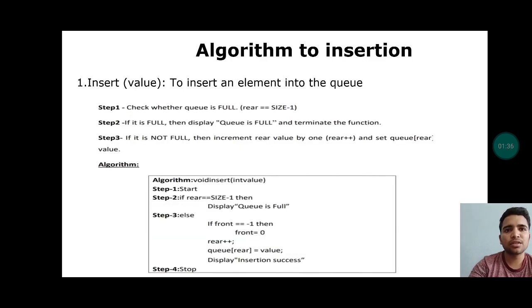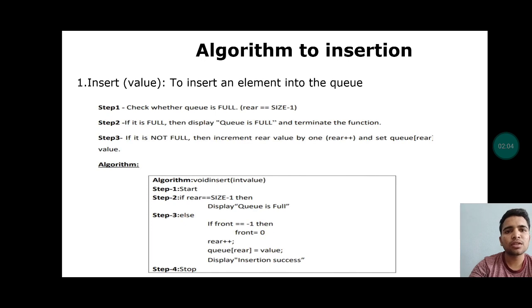Algorithm for insertion. To insert an element into the queue, check whether the queue is full or not. Rear equals size minus 1. If it is full, then display queue is full and terminate the function. If it is not full, then increment the rear value by 1, rear plus plus, and set queue of rear to the value.